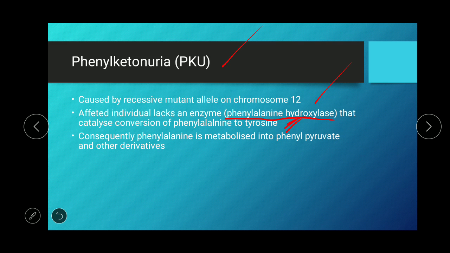Both of these are amino acids. Phenylalanine is also metabolized into phenyl pyruvate and other derivatives. If the phenylalanine hydroxylase is absent, the conversion of phenylalanine to tyrosine does not happen, and the phenylalanine will be metabolized into phenyl pyruvate and other derivatives.